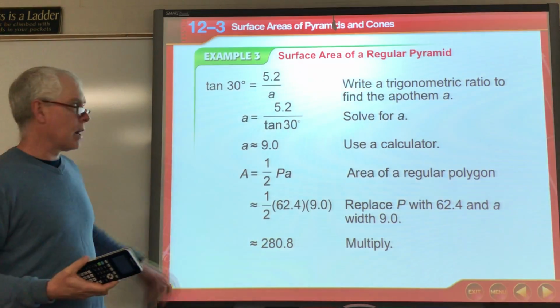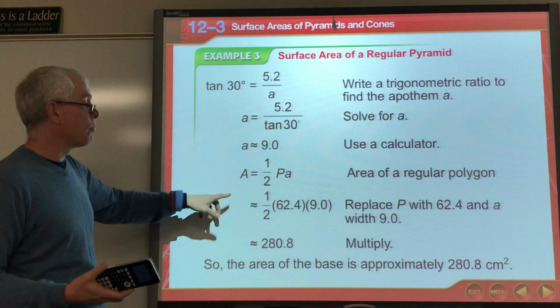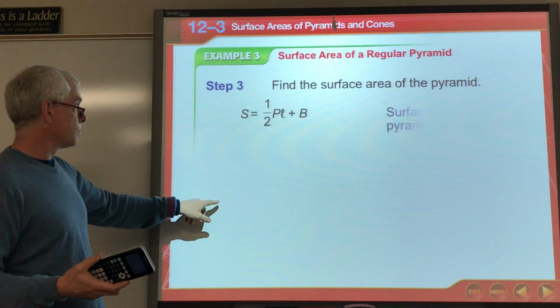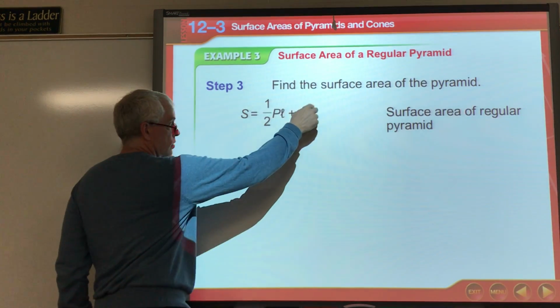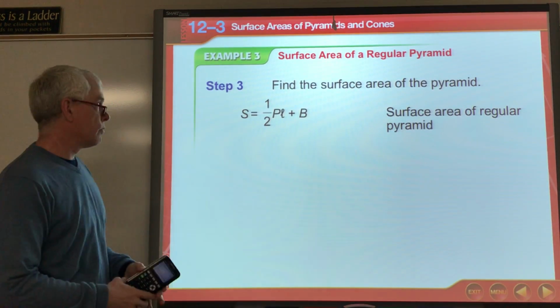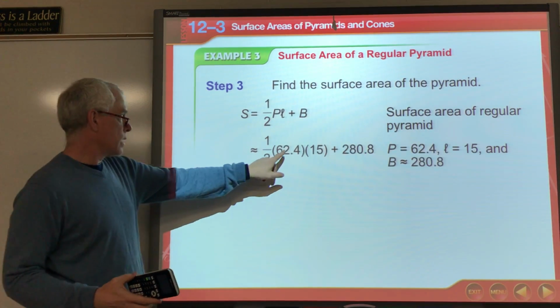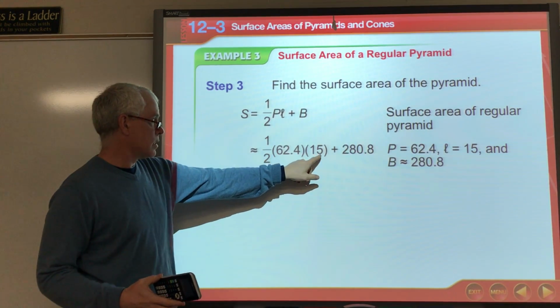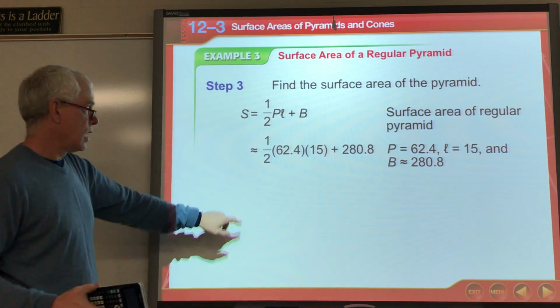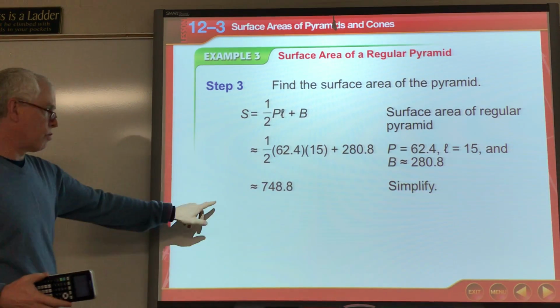I can put that in my back pocket and then take a look at the formula for surface area here, okay? So that number that we just calculated goes in for B. Perimeter we said was 62.4. They gave us the slant height. There was the area of the base. I can put it all together now to get that 748.8.